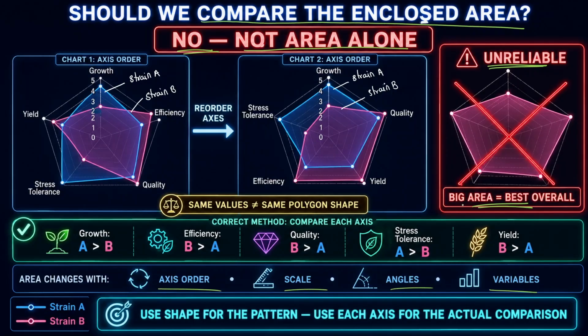The correct method is to compare each axis. Strain A is higher in growth and stress tolerance, while strain B is higher in efficiency, quality, and yield. So use the shape only to notice the overall pattern, but use each axis for the actual comparison. Always compare trait by trait and never judge a radar chart by its enclosed area alone.